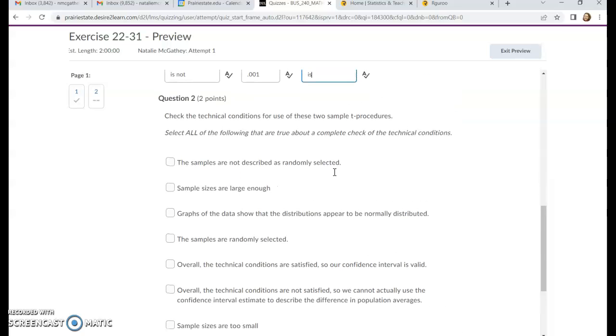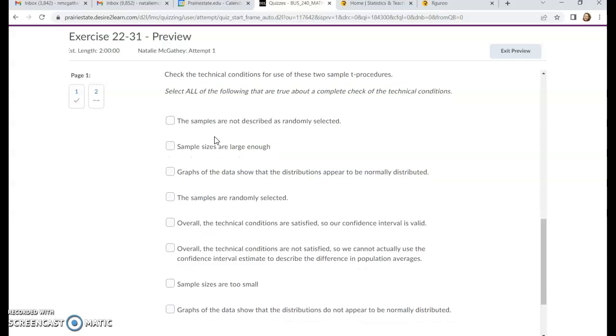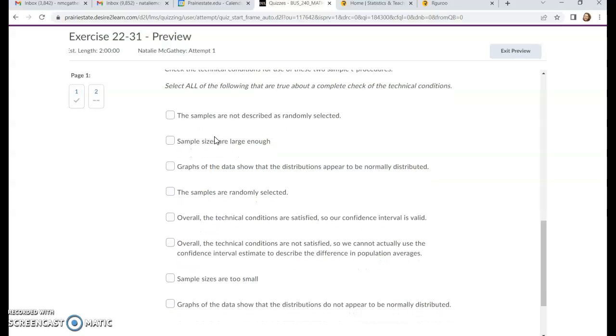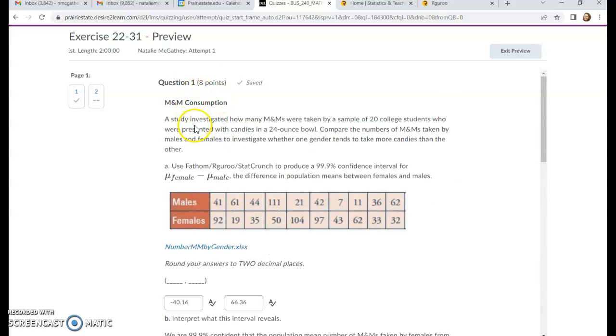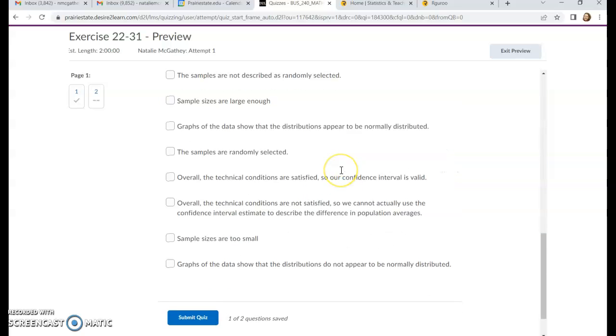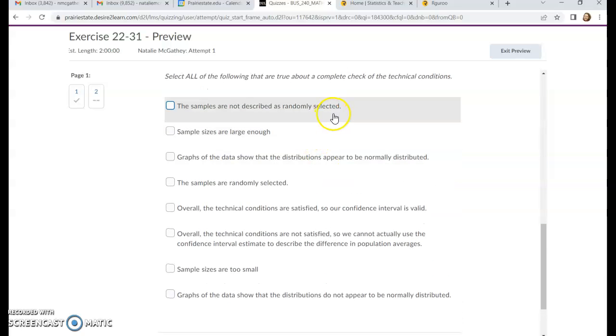All right, so now we're going to go through and check all these things. We have to check to see what the technical conditions were. So of course, we need a random sample. Let's go back up and see if we have a random sample. A sample of 20 college students, but it doesn't say a random sample. So unfortunately, we don't know that the samples were randomly selected. Also, the sample sizes are not large enough, right? They're 10 each. Sample sizes are too small.